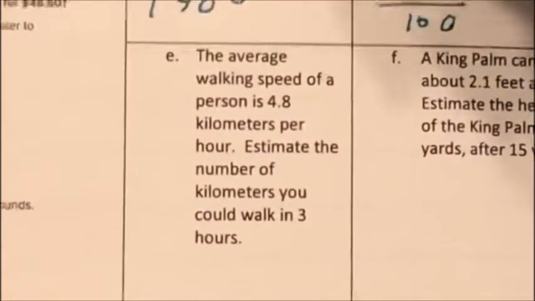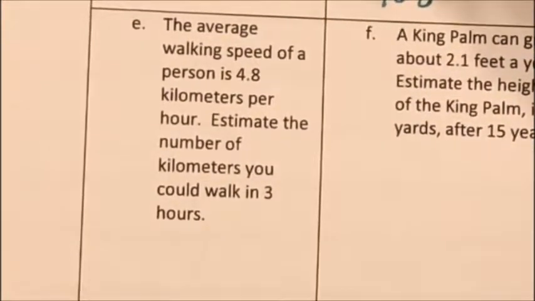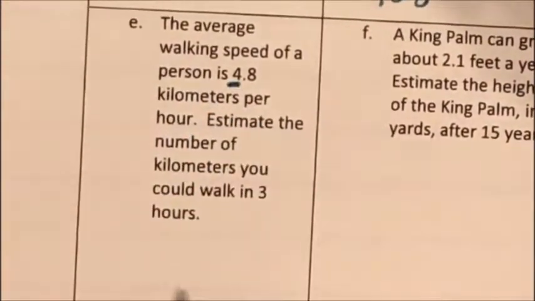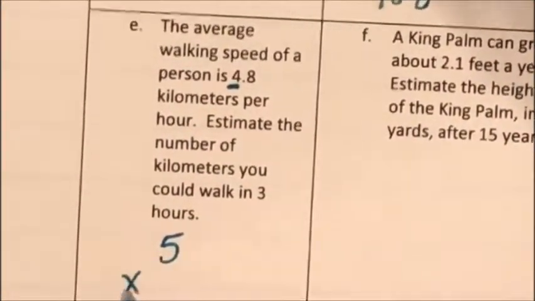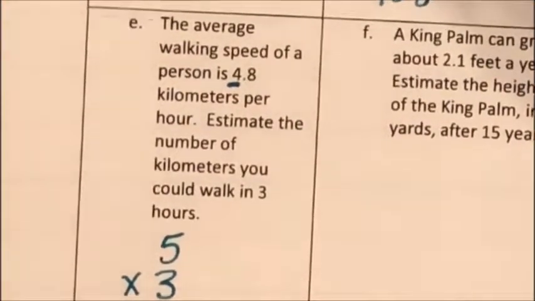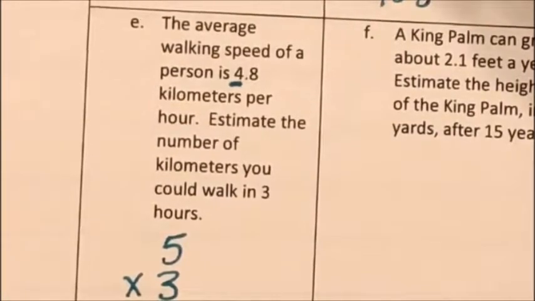Letter E. The average walking speed of a person is 4.8 kilometers per hour. Estimate the number of kilometers you could walk in 3 hours. So I'm going to look at 4.8. I'm going to round it to 5. And then multiply that times 3. I get 15. So approximately 15 kilometers. You can walk approximately 15 kilometers in 3 hours.